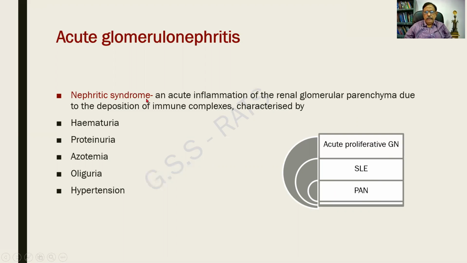Students, please be very careful. There is something called nephritic and there is something called nephrotic. And we usually interchange and write in the examination.